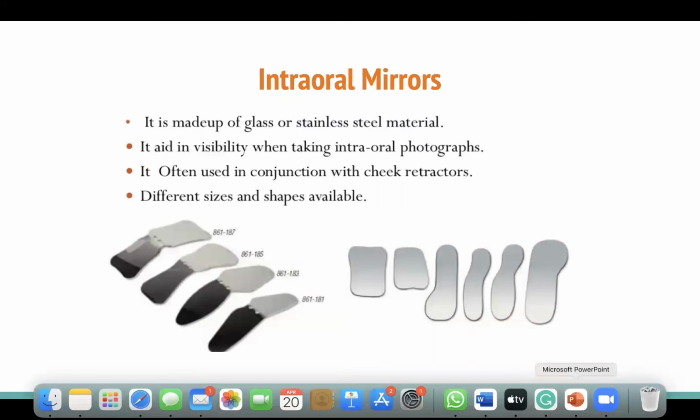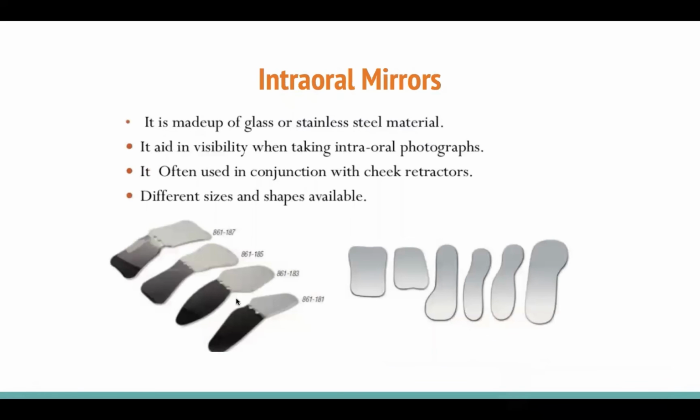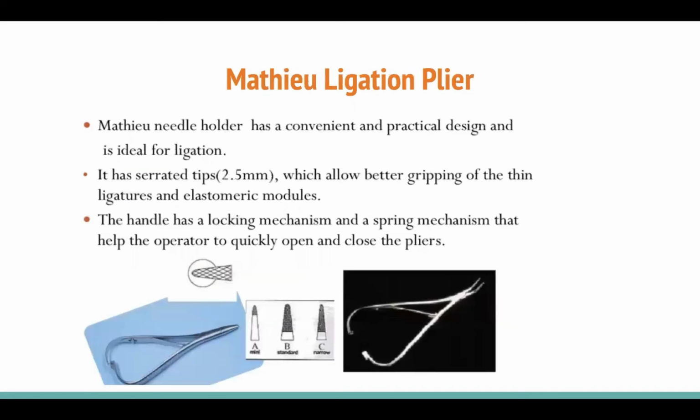Intraoral mirrors, we have discussed in the photography session. There are two types: glass mirror or stainless steel. We usually prefer the stainless steel that you need to buy, okay? It aids in visibility when taking the intraoral photograph. It is often used in conjunction with the cheek retractors. They are of different shapes and sizes. Okay.